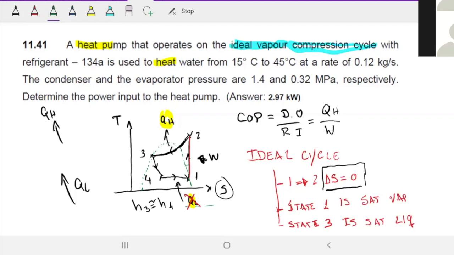Now, that's going to be very useful for us to solve this question because we're going to need to define the states as per usual. And to define the states, we're going to use those definitions as one of the things that is going to help us solve this. Does anybody have any other questions before I move on?